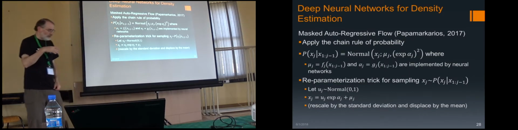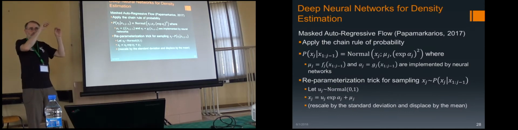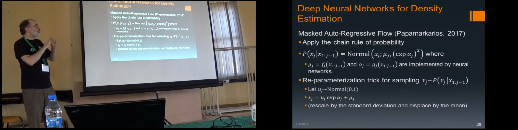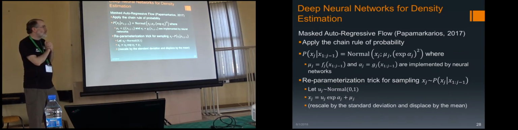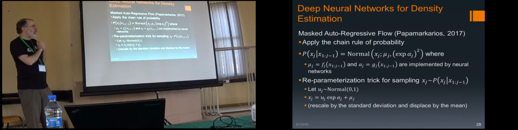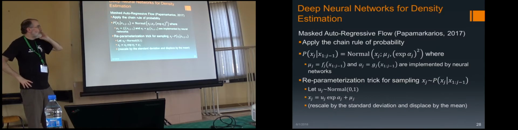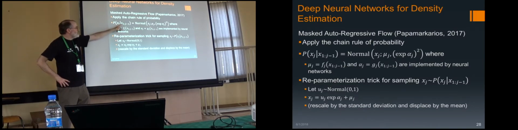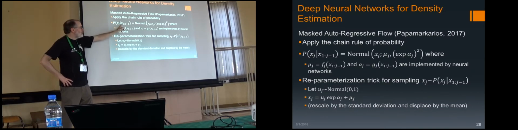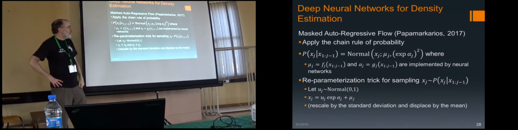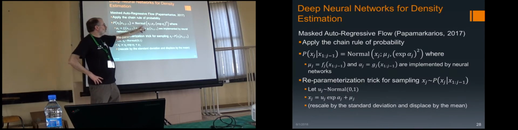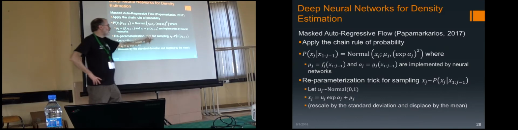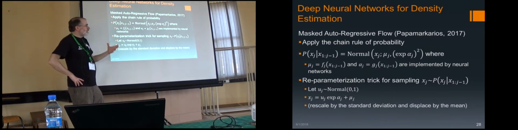Now, with that idea of breaking the whole problem down into a series of smaller problems, we can try to understand masked autoregressive flow. This is by Papamakarios and collaborators from the University of Edinburgh, published at NIPS this year. They apply the chain rule of probability. I'm going to write it this way: the conditional probability of the jth variable is determined by all the previous variables x1 up to xj minus 1. And they say that's going to be modeled as a normal distribution whose mean is mu j and whose variance is e to the alpha j squared.